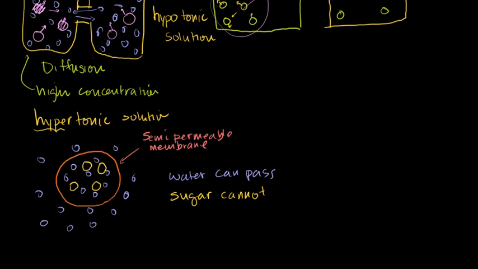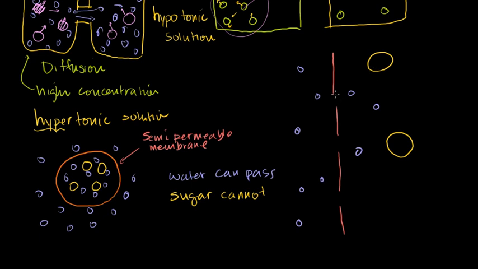So if we were to zoom in on the actual membrane itself, maybe the membrane looks like this. So it has little holes in the membrane, just like that. And maybe the water molecules are about that size, so they can go through those holes. So the water molecules can go back and forth through the holes. But the sugar molecules are about that big, so they cannot go through that hole. They're too big for this opening right here to go back and forth.